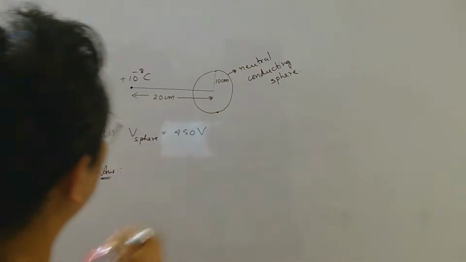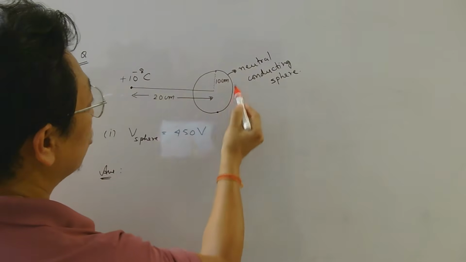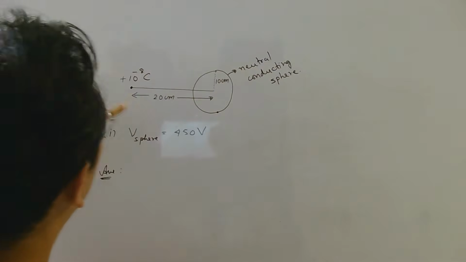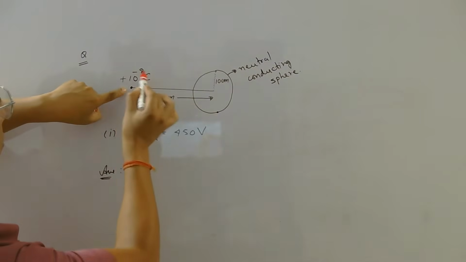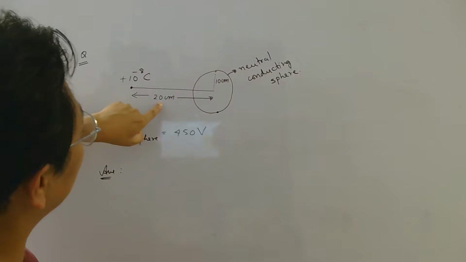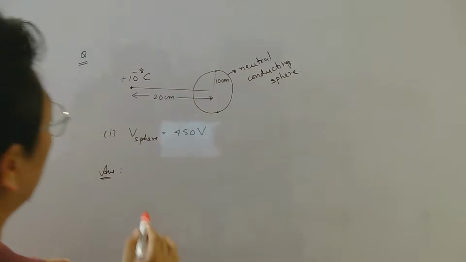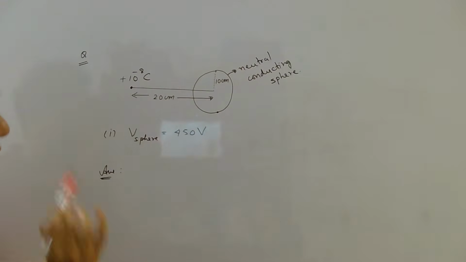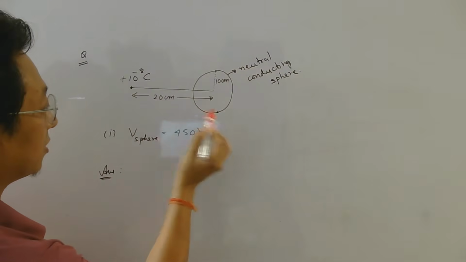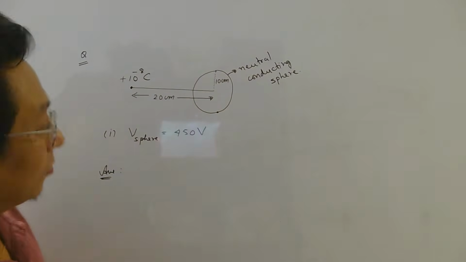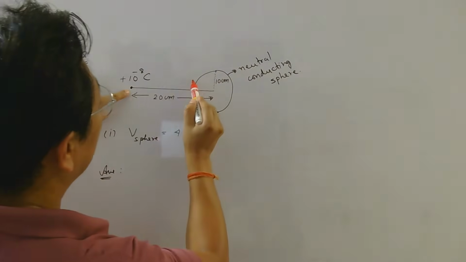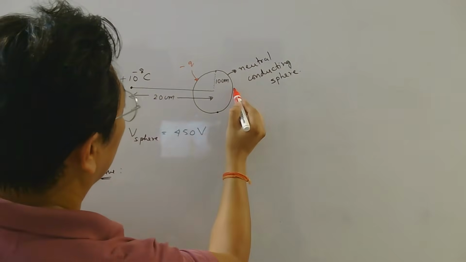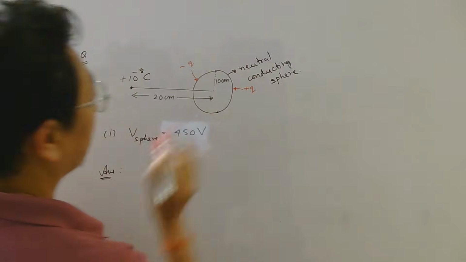So the first part says there is a neutral conducting sphere, as we have taken in the concept, of radius 10 centimeter. A positive point charge of 10 power minus 8 coulomb is kept at a distance 20 centimeter from the center. We have to check whether the potential of the sphere is 450 volt or not. So basically we have to find the potential of the sphere. Now as I told you, the presence of this plus q will induce some minus q charge on one side, and because it is neutral, on the other side it will be plus q, right?